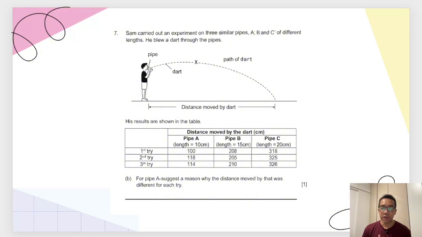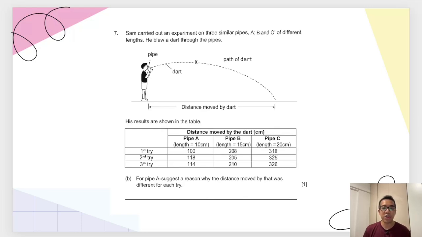Next, the question is asking why there is a difference for all 3 tries for pipe A. Again, this begs the question: this is a poorly constructed experiment. Because for every experiment, you need to remember that there has to be only one variable. In this question, the variable itself is the length of the pipe. So everything else needs to stay the same for it to be a fair test.